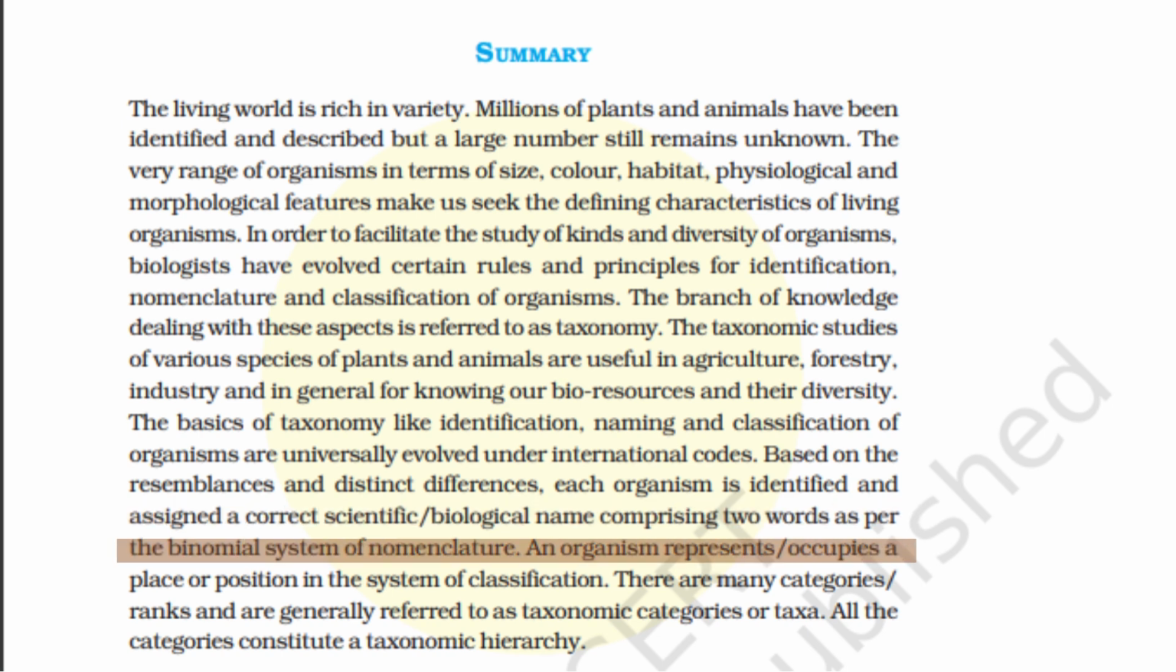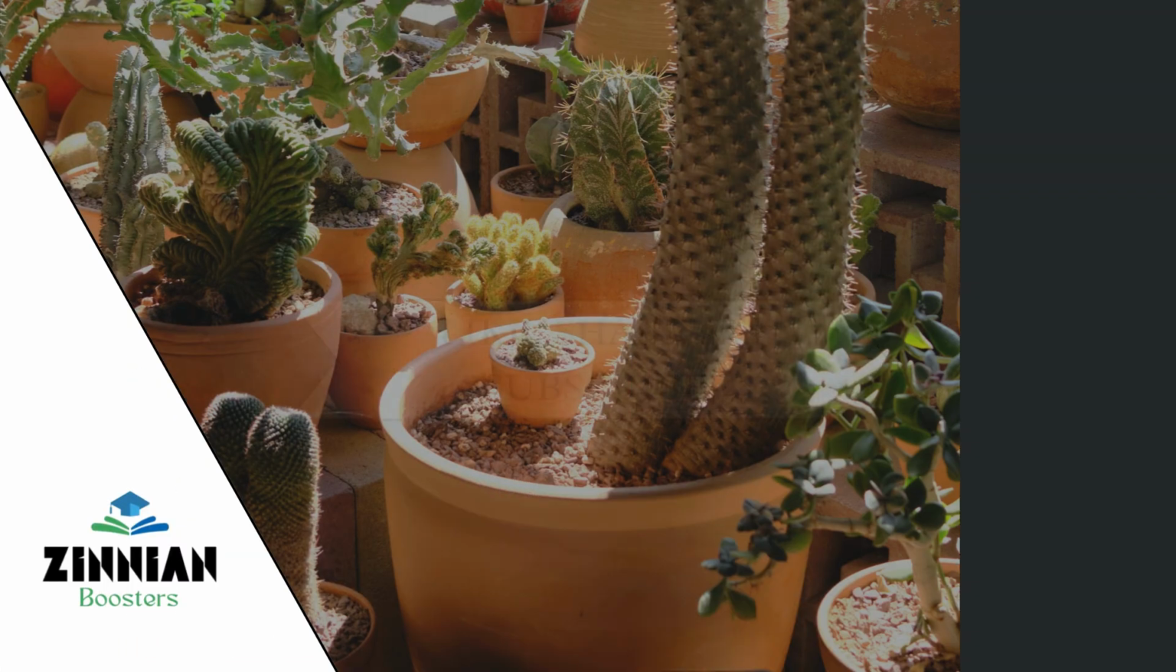An organism represents or occupies a place or position in the system of classification. There are many categories or ranks and are generally referred to as taxonomic categories or taxa. All the categories constitute a taxonomic hierarchy.